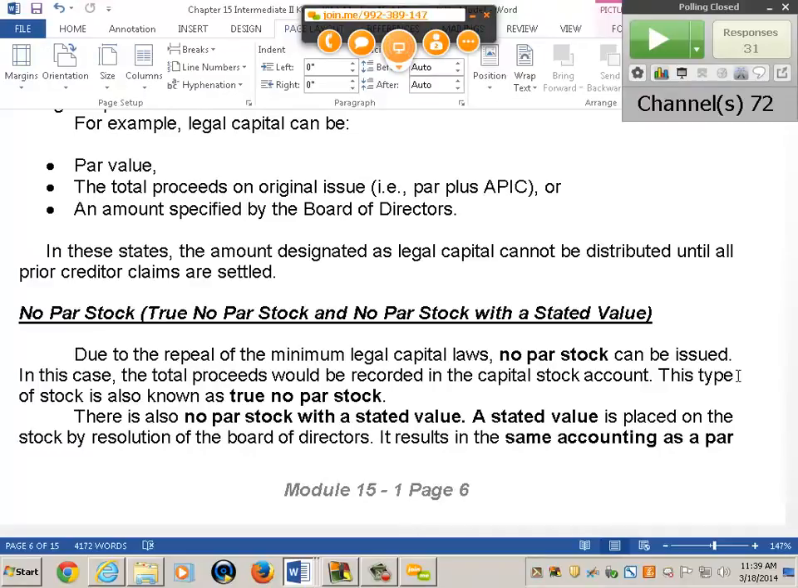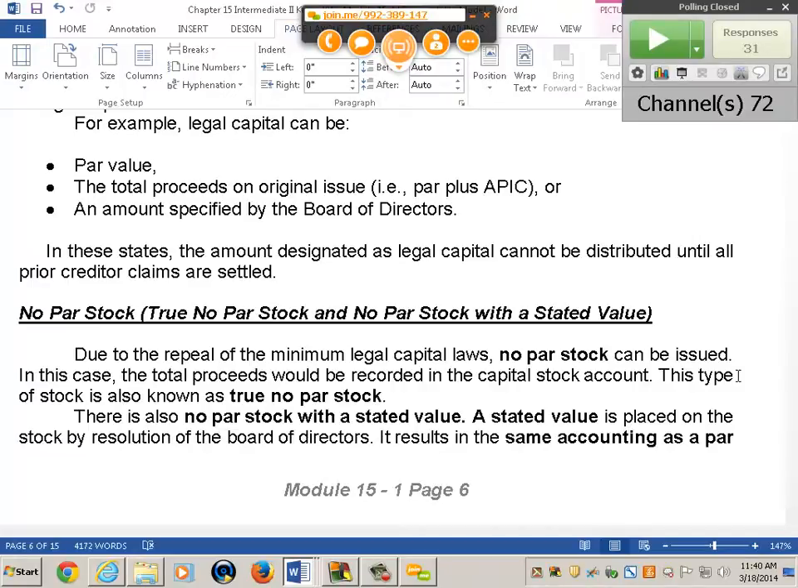What's the difference? Legally, a stated value can be changed if the board of directors decide. A par value is much more legally stringent, where you've got to go back to the state to change the par value. Now you might say, well, wait a minute, this doesn't make any sense. Why even have no par stock if you're going to put a stated value on it?